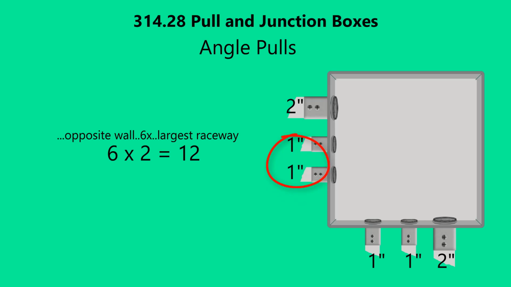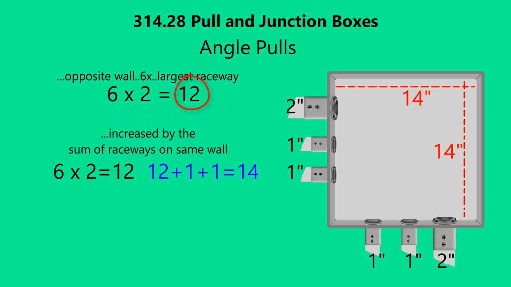In this example, 2 adjacent sides of a box each have two 1-inch conduits and one 2-inch conduit. The first step in determining the box size is to multiply the largest raceway by 6. The result is 12. The other 2 conduit sizes are then added to the number 12. The result is 14. The box size in this example must be no smaller than 14 by 14 inches.